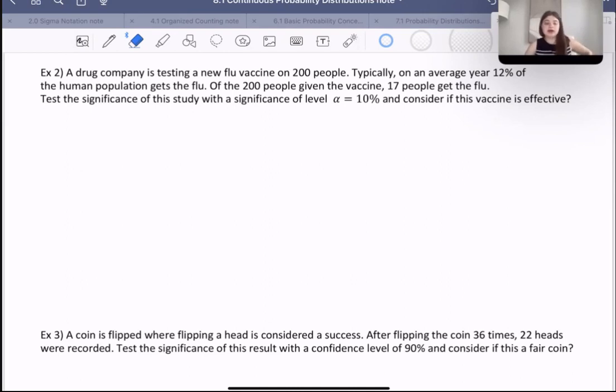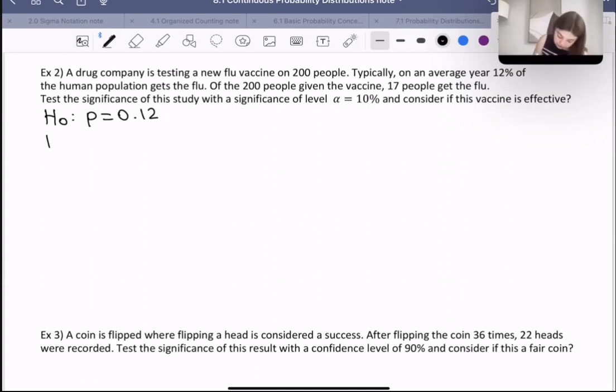To do that, I'm first going to write out our hypotheses. Our null hypothesis is that the probability is equal to 0.12, or 12%. And our alternate hypothesis is that the probability is less than 12%. We're trying to test and see, with this vaccine, is this still true, or maybe now it's true that fewer people are getting the flu.